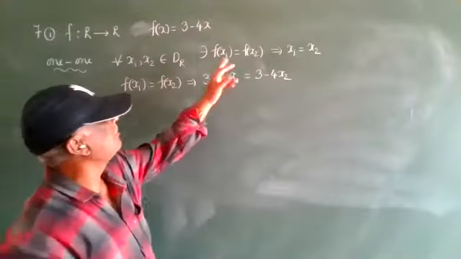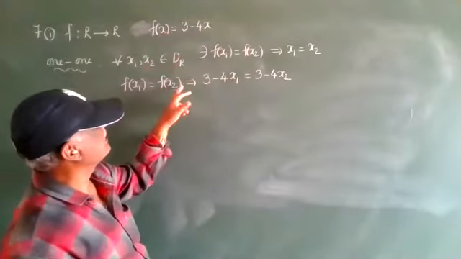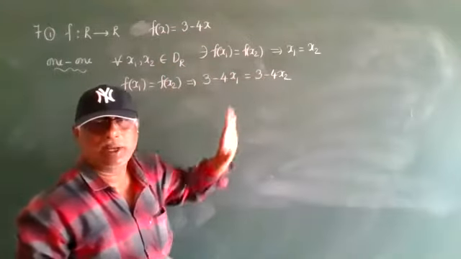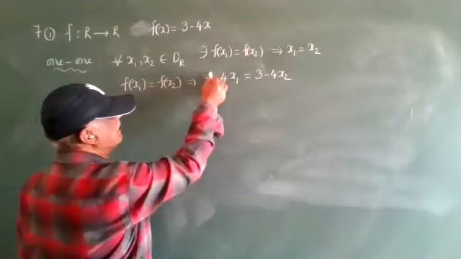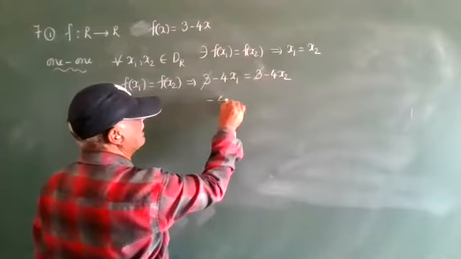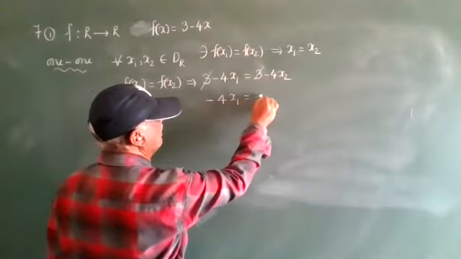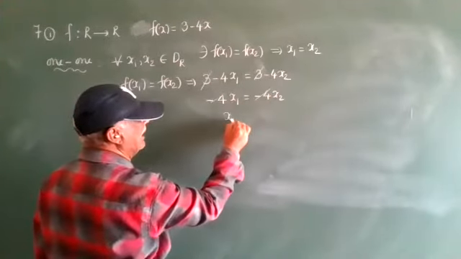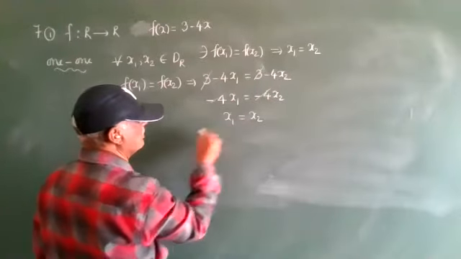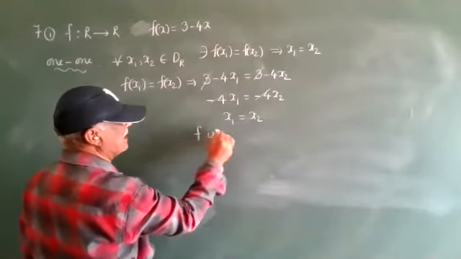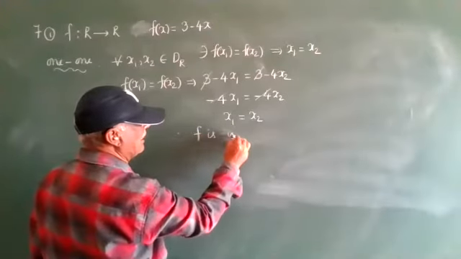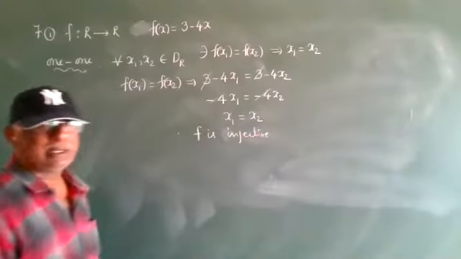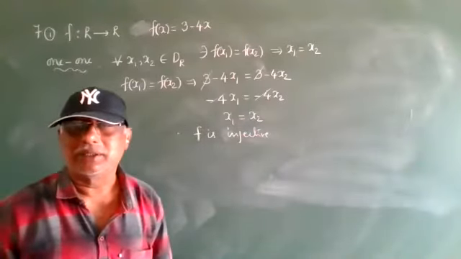By replacing x with x1, 3 minus 4x1, and x with x2, 3 minus 4x2. Cancellation: 3 cancels, minus 4x1 is equal to minus 4x2. Minus 4 cancels, x1 is equal to x2. Therefore, F is injective. 1 point is completed.